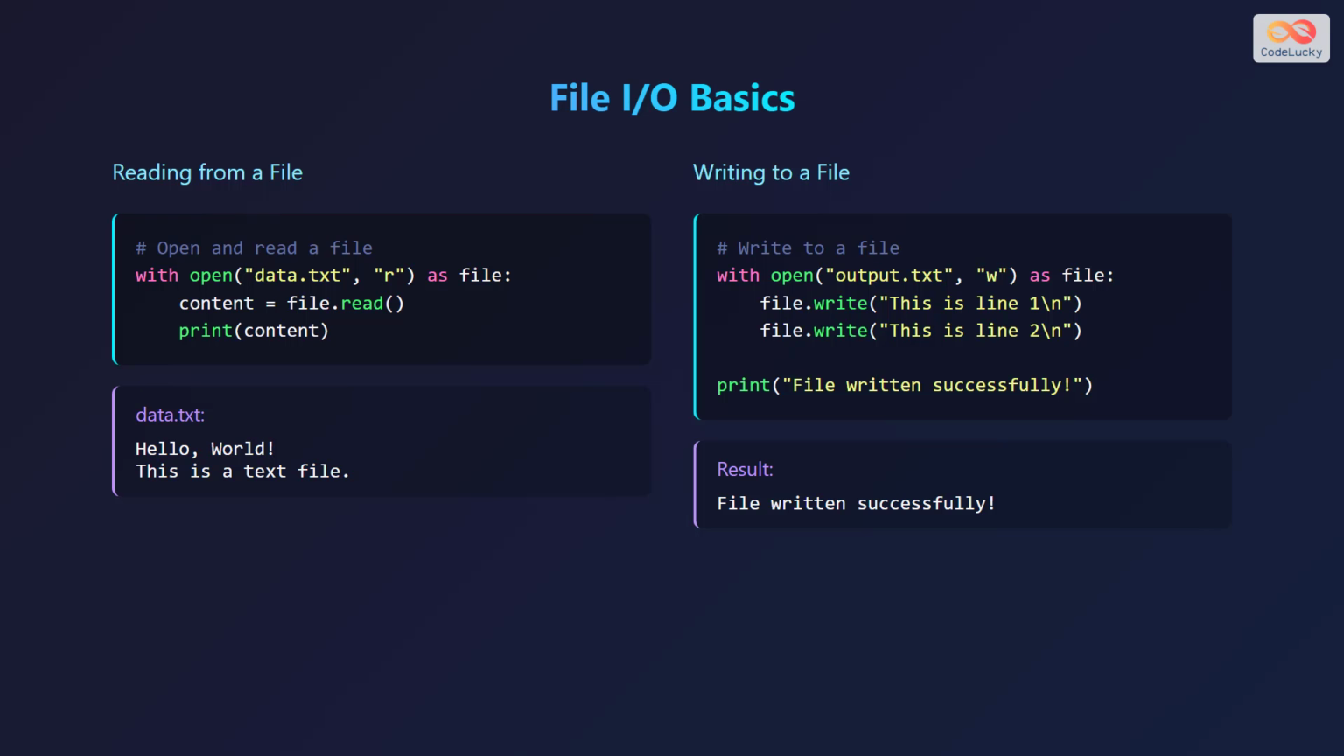In the first example, the contents of a file named data.txt are read and printed to the console. In the second example, 2 lines of text are written to a file named output.txt. As a result, the first example prints hello world, followed by this is a text file. In the second example, it prints the message file written successfully.